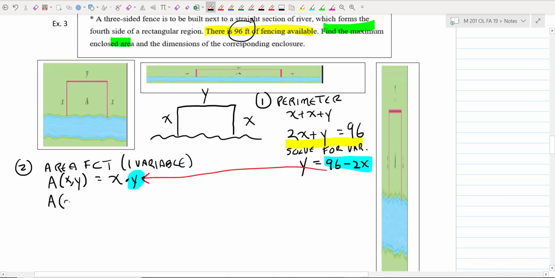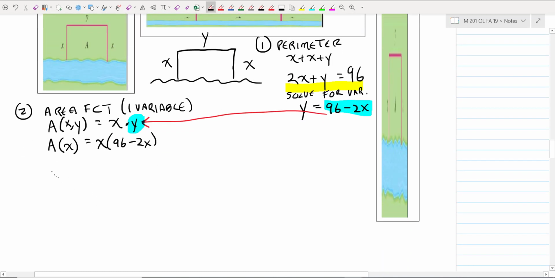So now this is going to become A of x. It's got 1 variable, bring down the x. The y gets replaced with 96 minus 2x. Okay, and there's our function. I'm going to go ahead and multiply it out, and then we'll work with differentiation and optimization here. Always get the function that you're going to optimize in terms of 1 variable.